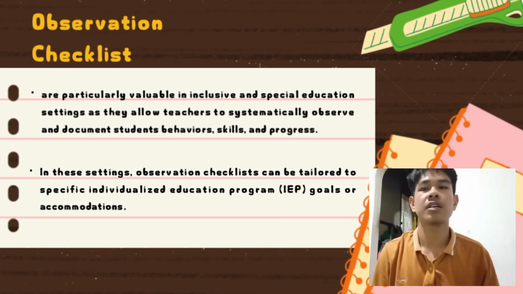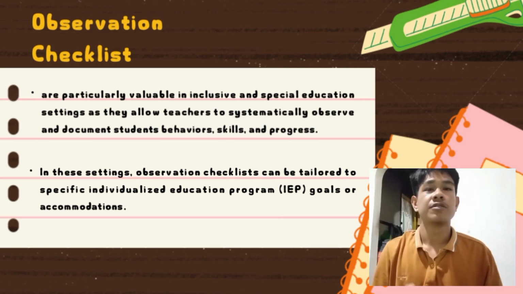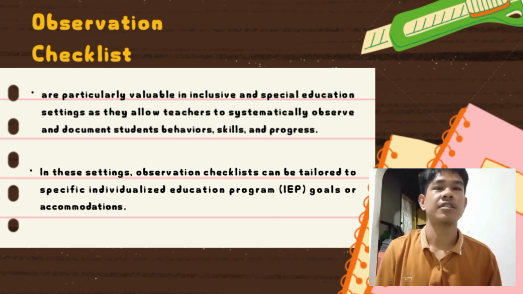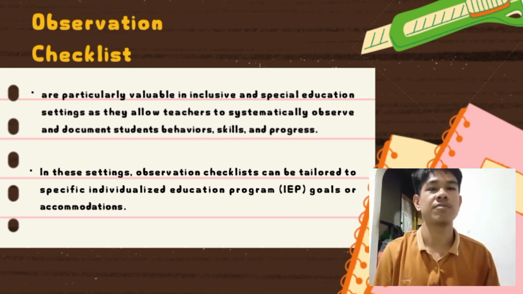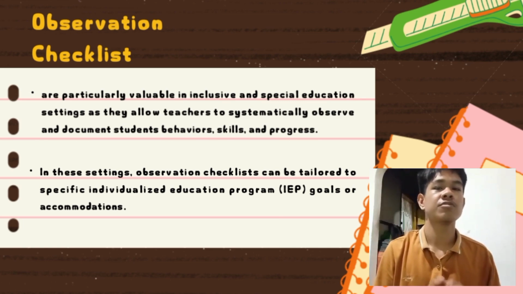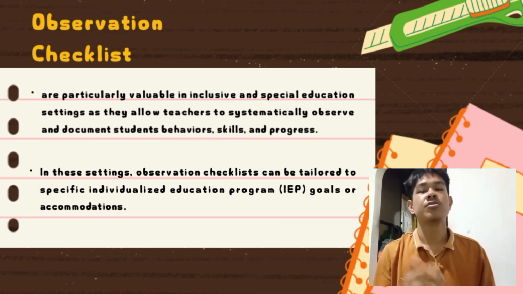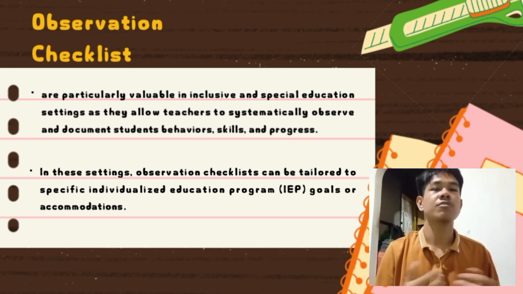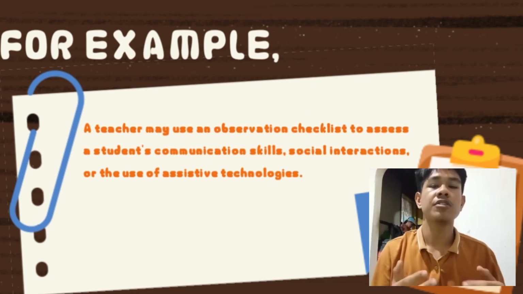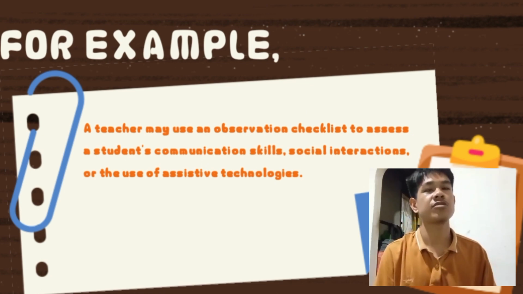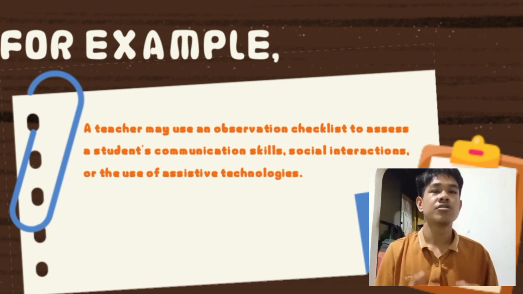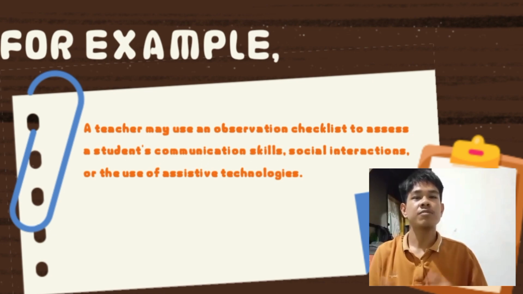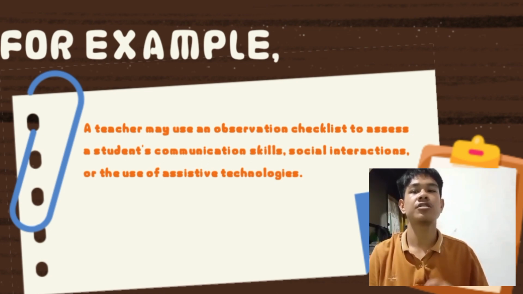Observation checklists are particularly valuable in inclusive and specialized education settings as they allow teachers to systematically observe and document student behavior, skills, and progress. In these settings, observation checklists can be tailored to specific individualized education program goals or accommodations. For example, a teacher may use an observation checklist to assess student communication skills and social interaction, or the use of assistive technologies.